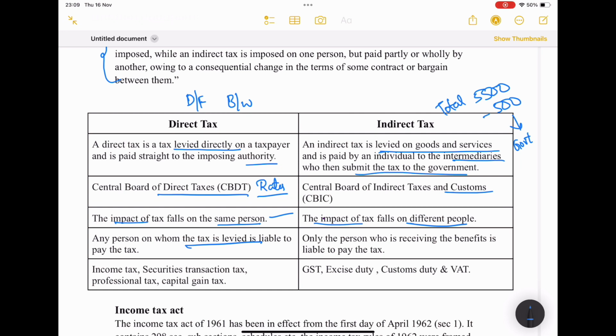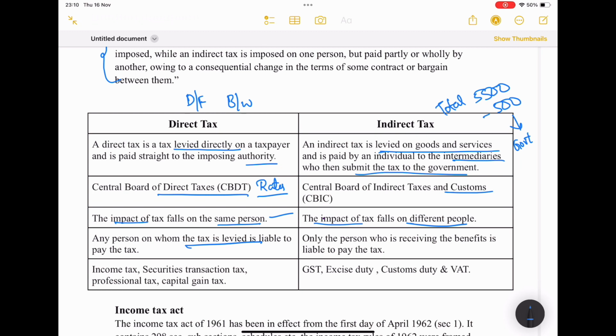We'll learn everything in the further videos. So this is the very basic thing. If you understand these things, it will be very easy. So what do you mean by tax? It is a financial charge, a compulsory payment paid by individuals or other persons to the government of the country. In simple terms we can say it, isn't it?